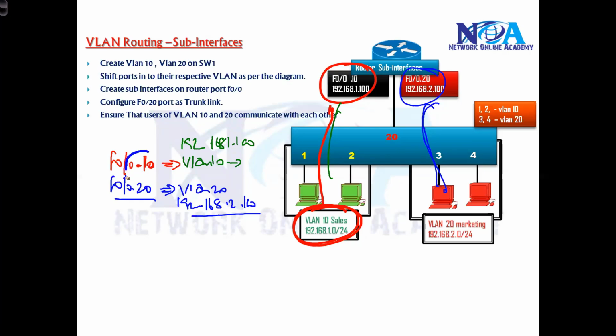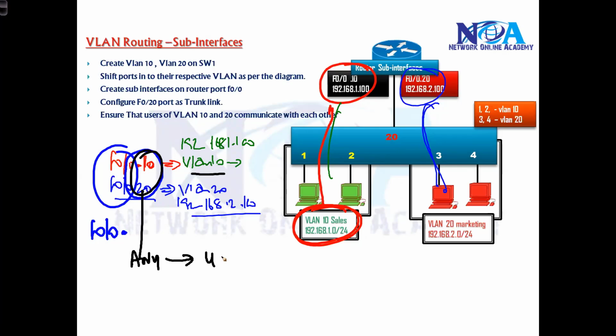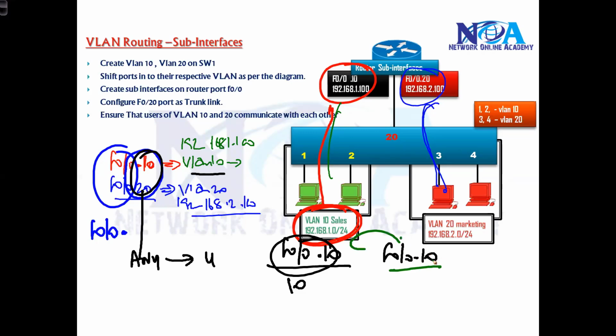Now, F0/0 is the actual physical interface. After the dot, we can use any number, and it doesn't matter whether you're using 10 or 20. You can use any number up to 4 billion, that is the range. Make sure that this number is unique. If I'm creating F0/0.10 for VLAN 10, I cannot create one more subinterface with the same number. That number should be unique within that physical interface.